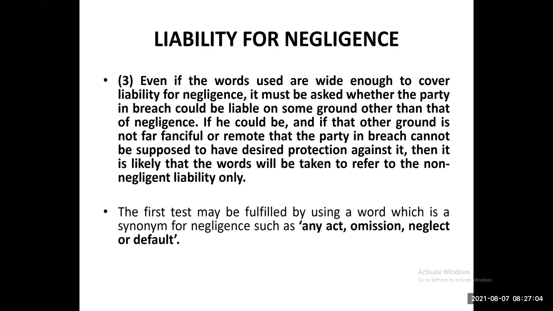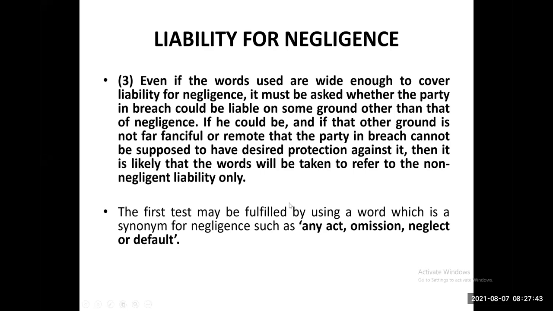So all that the court is trying to say is that if we are going to uphold an exclusion clause or exemption clause or limitation clause with respect to liability for negligence, then we are going to make sure that there is sufficient clarity concerning the intention of the parties. And that is the point about all these three requirements that Lord Morton was talking about.